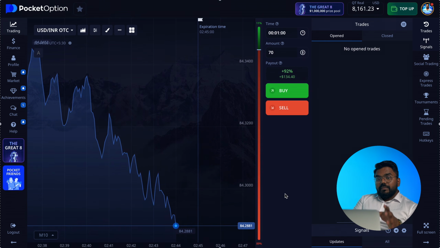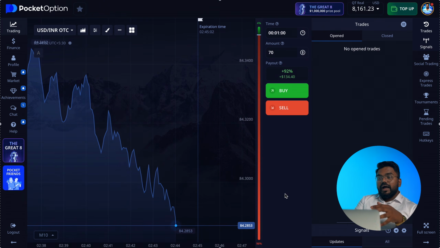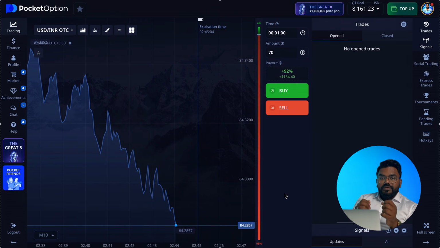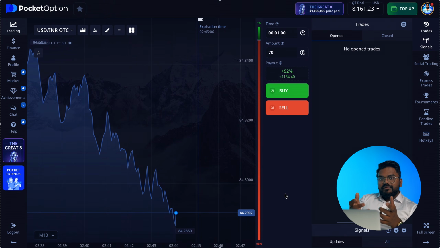Now that you know the basics, let's get into how to actually trade using RSI like a pro.